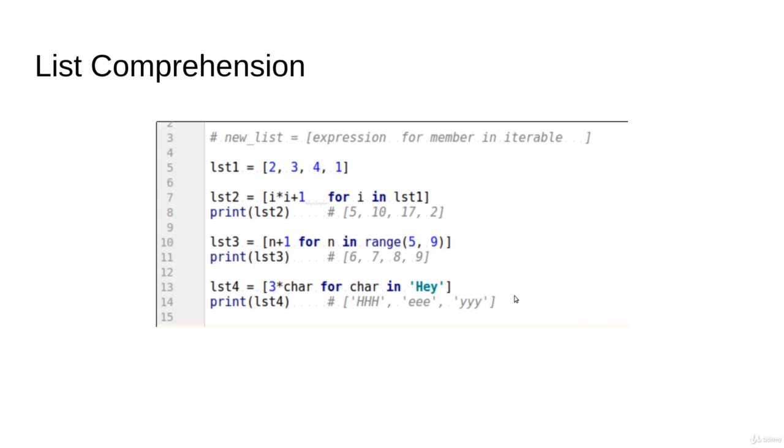Here is another example. We can write something like for character in "hey", which will return for us three characters: the string h, the string e, and the string y. For every one of them, we'll multiply it with 3, which will duplicate it 3 times. And all of them will be appended in the list. It will be hhh, eee, yyy.